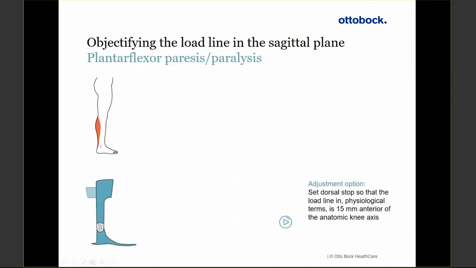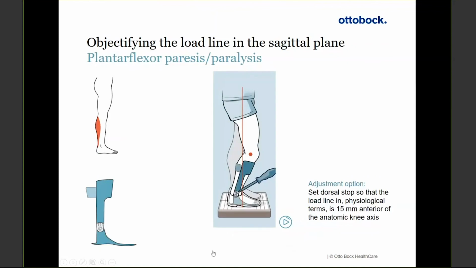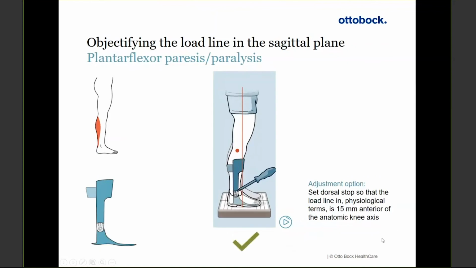We can set the dorsal stop so that the load line is 15 millimeters anterior. Now, is that an earth-shaking thing that you would know to do, to tighten the dorsal stop? No, but the thing is that, rather than guessing 2, 3, 4 turns, whatever, of that anterior channel, you can actually see where that knee center is and where it's optimized.